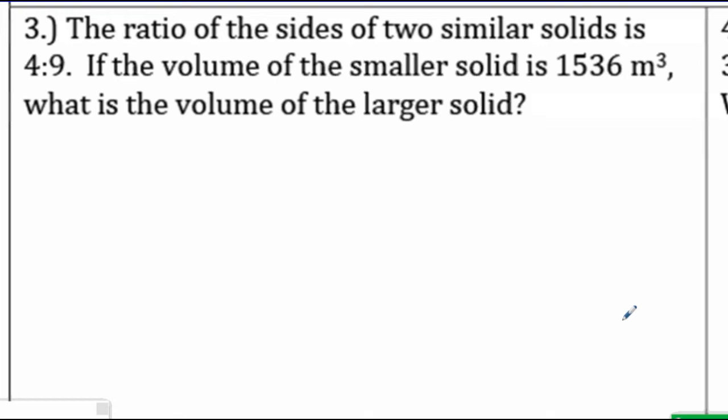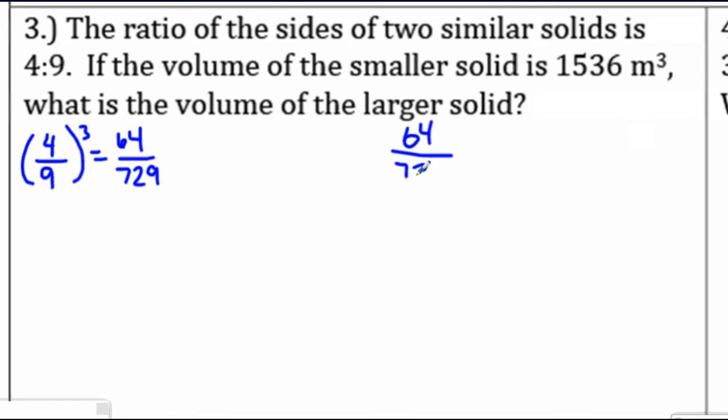Well, remember the rule we discovered before. The ratio of the volumes is equal to the ratio of the side lengths when you cube it. So what we're going to do is take the ratio of the sides, we'll just do small over large, and we're going to cube that ratio. So 4 cubed is 64, and 9 cubed is 729. Now we're going to set up a proportion. So we're going to take that cubed ratio of the sides, and we're going to set it equal to the volume of each solid. So we have the smaller solid, which we're putting the small on top. The smaller solid has a volume of 1,536, and we don't know the volume of the larger solid, so we'll call that x.